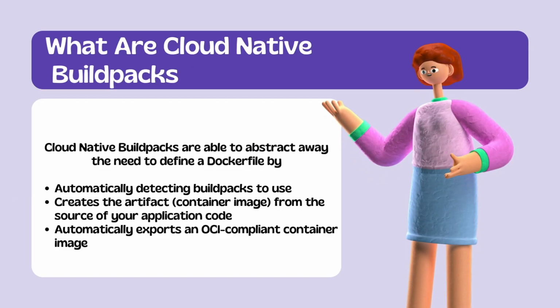So what exactly are Cloud Native Buildpacks? They are a powerful tool that abstracts away the need for a Dockerfile. Buildpacks automatically detect the best options for your application, create the container image from your source code, and export it as an OCI-compliant image. In other words, they take care of the entire containerization process, making it faster and simpler to go from code to container without all the manual steps.